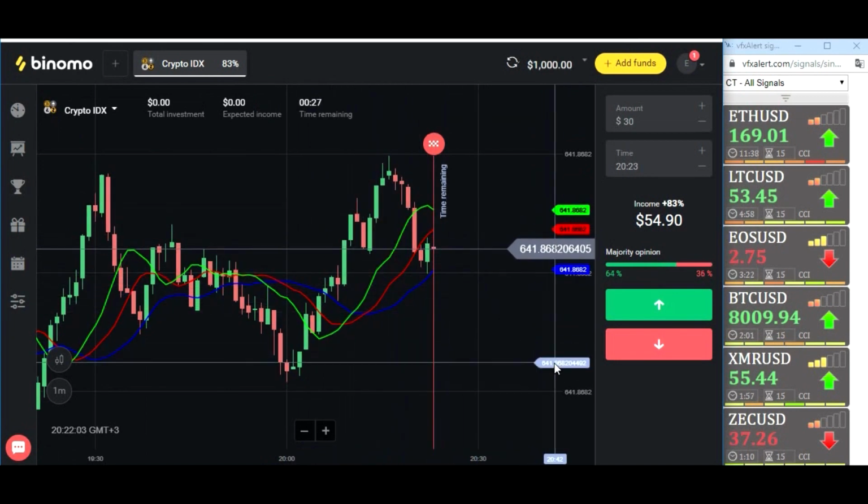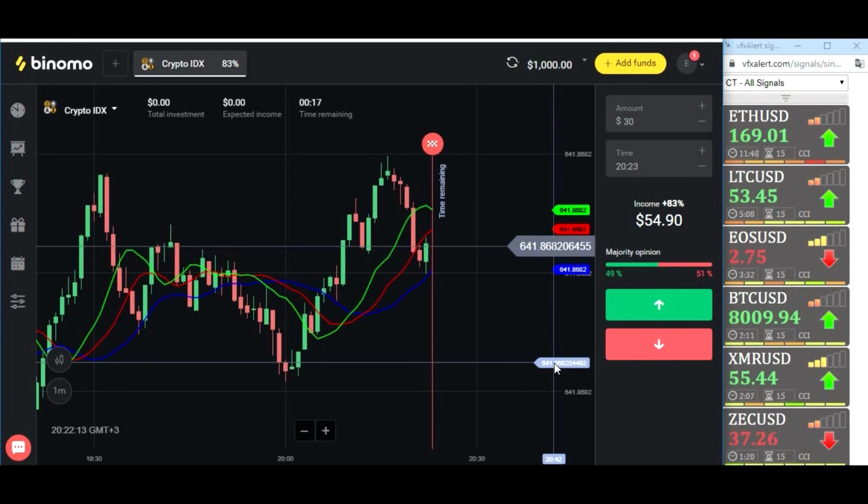Indicators will help you make much more successful deals than transactions that you conclude based on your own intuition. Use our tips and you are guaranteed to increase your earnings several times.